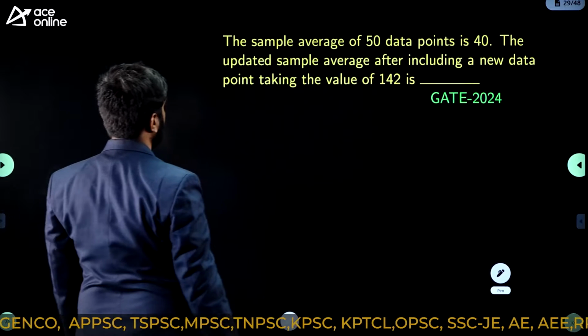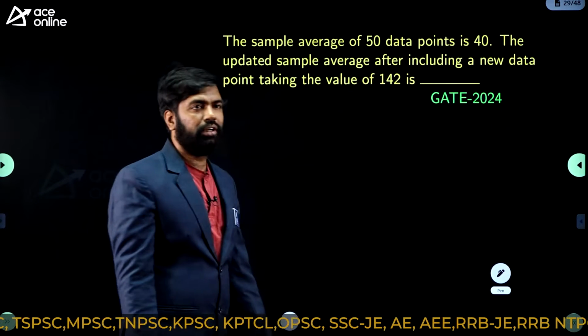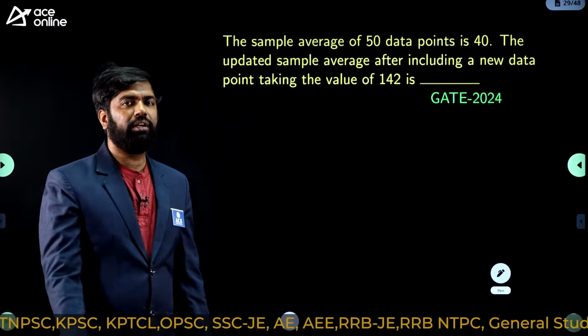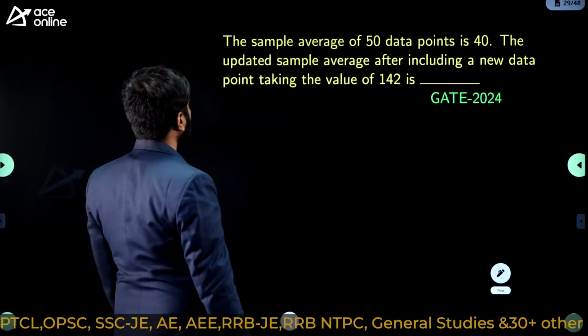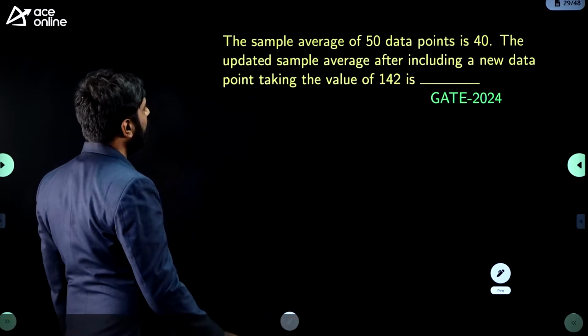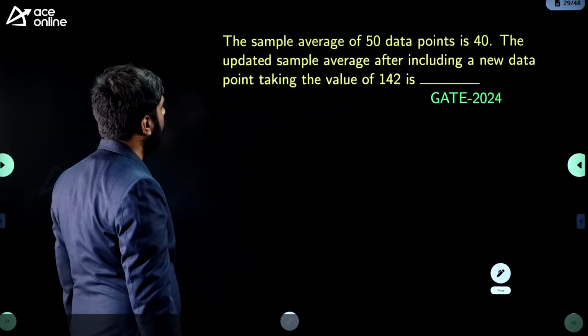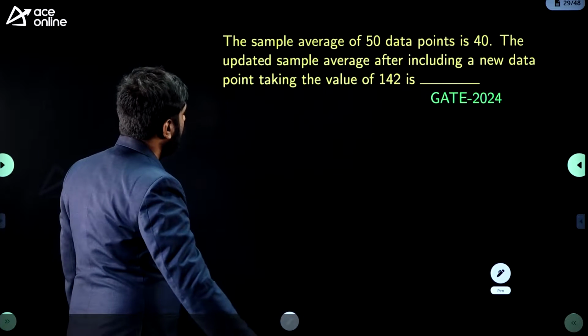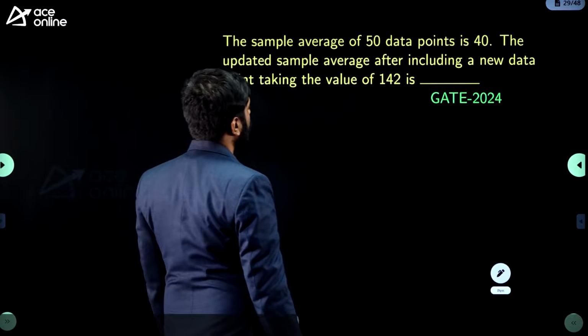Let us look at this. This question was also mentioned in the sample question paper, a similar question. A sample average of 50 data points is 40. The updated sample average after including a new data point taking the value 142 is dash.